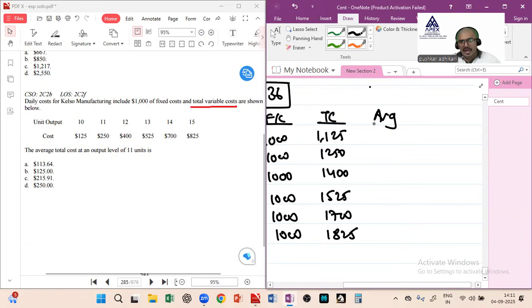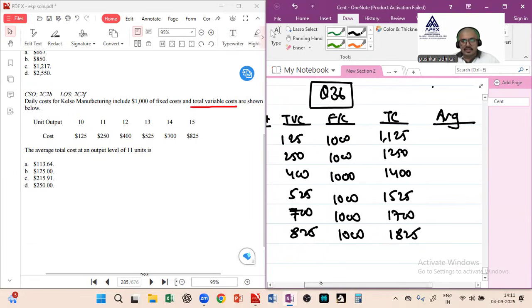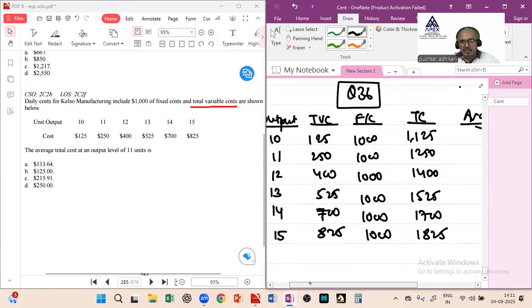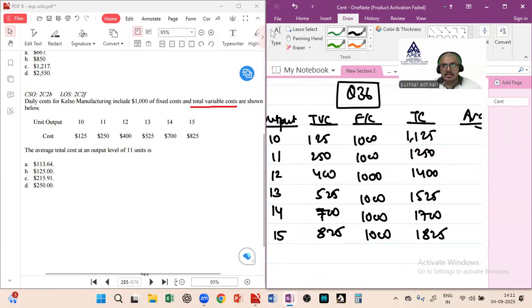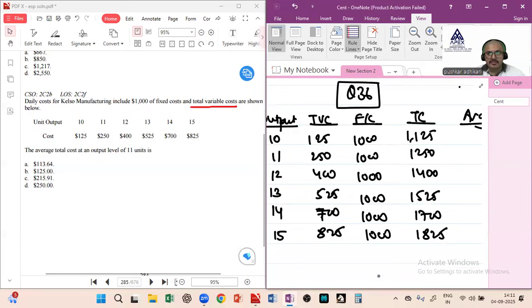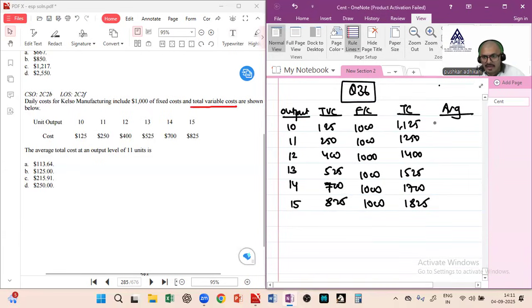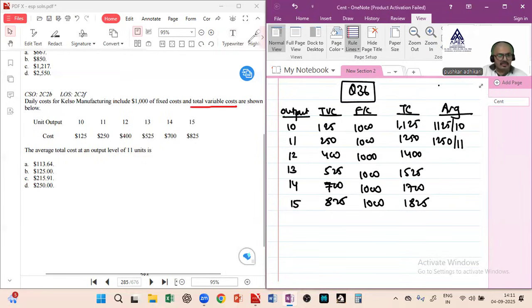Now if I have to do average, for the 10th unit, it will be 1125 divided by 10. Please pay attention over here carefully. If I have to do average over here, what will my average be? It will be 1125 divided by 10 for the 10th unit. It will be 1250 divided by 11 for the 11th unit. So what is the answer? It is 1250 divided by 11. What is the answer? It is 113.64, and that is your answer right there.